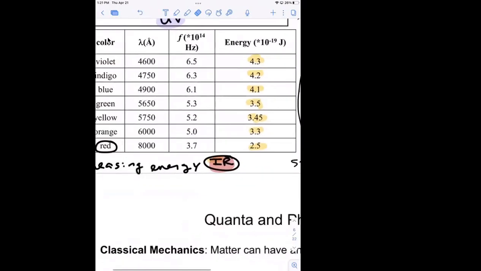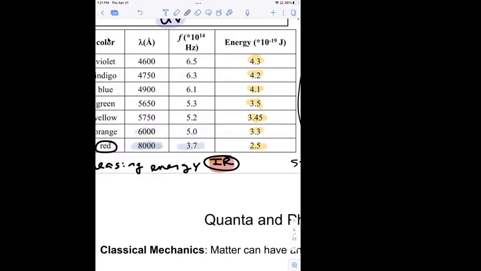You can look right here. The wavelength of red light is 8,000 angstroms. Angstrom is also a unit of length, just like nanometers are. So 8,000 angstroms, and then the frequency is 3.7 times 10 to the 14 hertz.